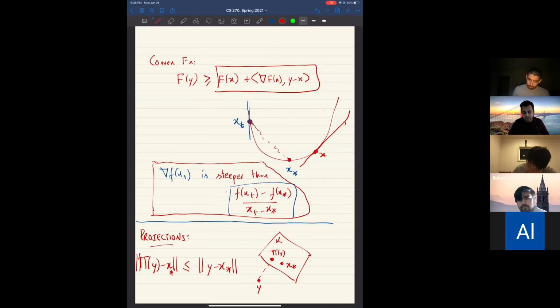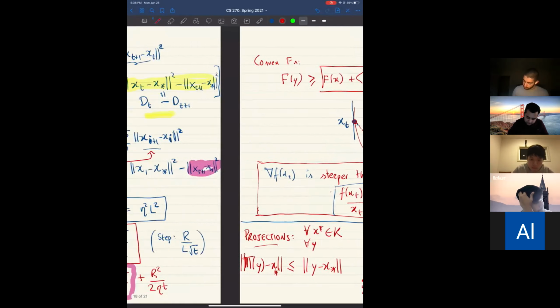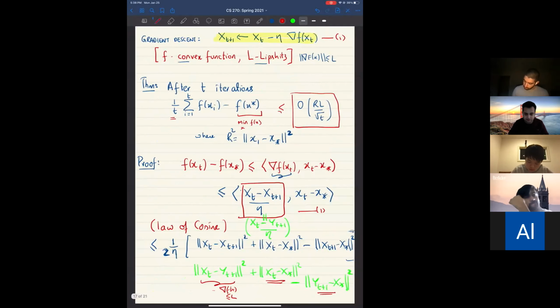The projection of the point Y is closer to X star than Y is to X star. This is for all X star in the convex set, and then for all Y. Basically, it's just saying the projection always takes you closer. And so you just use that inequality here and you're done. Okay.